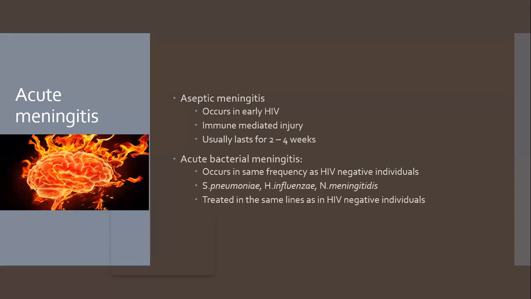So acute meningitis, it may be due to HIV infection, where it is an aseptic meningitis, or it could be due to acute bacterial meningitis, like in the general population, caused by Streptococcus pneumoniae, H. influenzae, and meningococcus. Treatment is ceftriaxone, ampicillin, vancomycin.